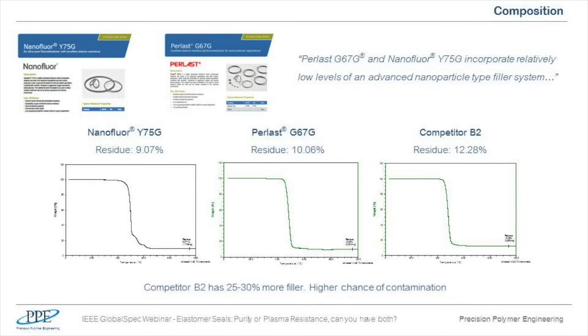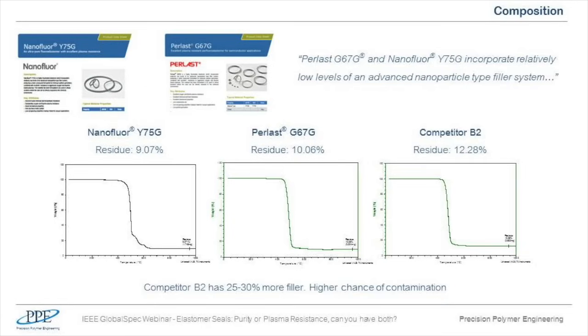Okay, some of you may say that Y75G and G67G materials are really good because they are heavily filled. On this slide, I put the thermogravimetric analysis results of Nanofluor Y75G and Perlast G67G against a very well-known competitor material. As you can see, Nanofluor Y75G and Perlast G67G have 25 to 30% less filler amount than the competitor, which means that the chances of contamination of our materials are 25 to 30% less than the competitor.